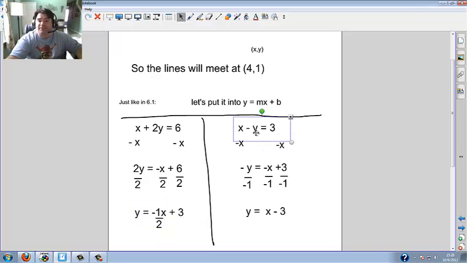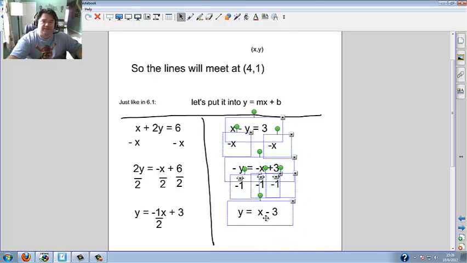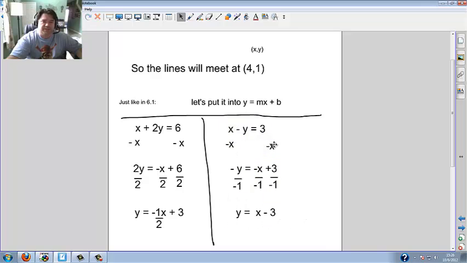On this side, to find y by itself, there was a couple different ways to play it. Here's the one way I did it. I went ahead and minus x to both sides. So I get negative y equals negative x plus 3. If I'm going to flip this sign, you got to flip this sign. So I'll flip this guy with negative 1. Both of these have to be flipped as well. Long story short, it just changes all the signs. So now positive y, positive x, negative 3.